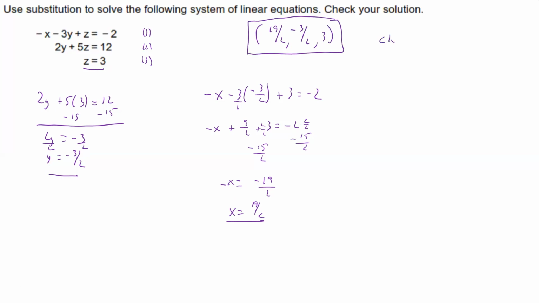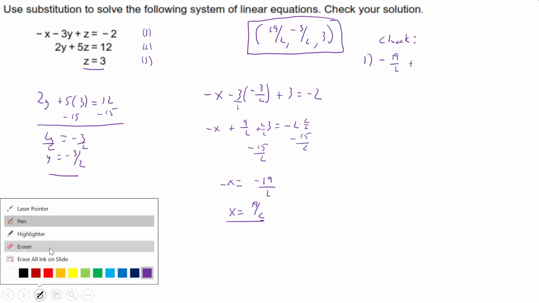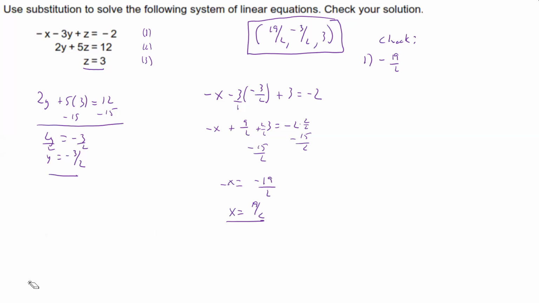So now I do the check. And again, I'm going to check it in each equation. So I have negative x, that's negative 19 over 2, plus, oops, not plus, minus, then minus 3 times, and my y is negative 3 halves. And then I have plus z, which is 3, and that's supposed to be equal to negative 2.